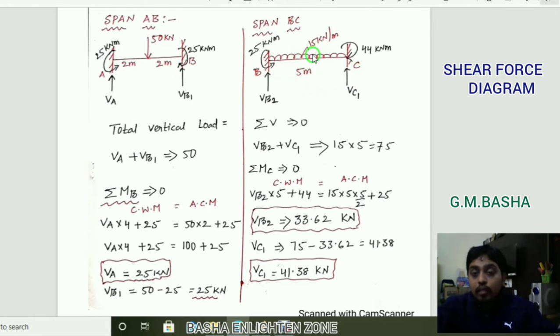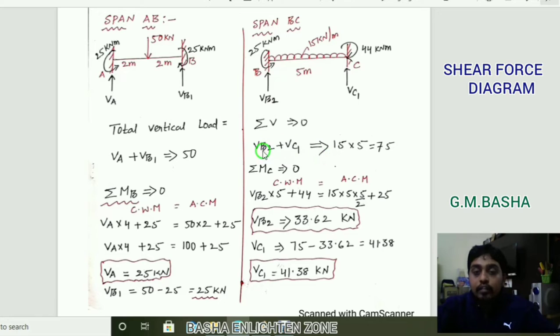So what is the formula for this one? W into L by 2. Why? Because load into its distance is the moment acting. So what is the moment? Load into its distance, force into perpendicular distance. See here, what is W? W into L, 15 into 5. So what is the distance acting? For UDL, you take it exactly from the center point, L by 2, so 15 into 5 into 5 by 2. If you simplify this, you will get VB2 equal to 33.62 kilonewton.